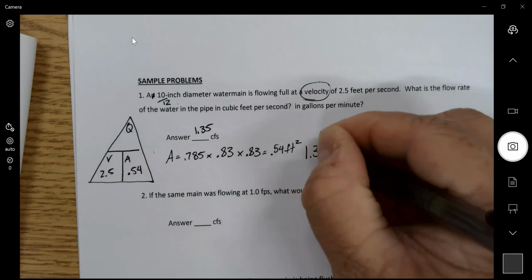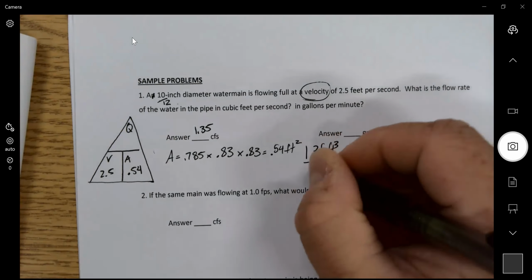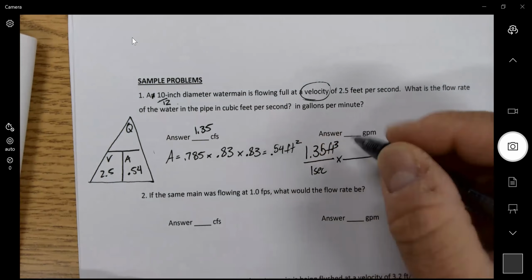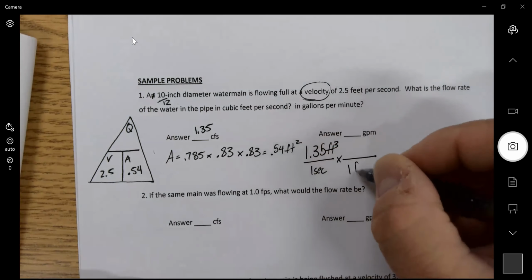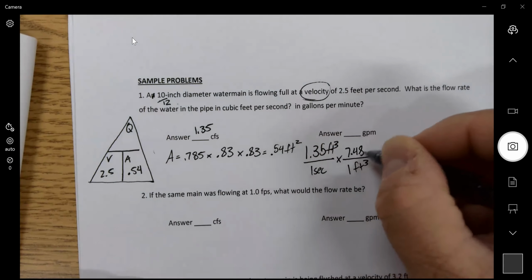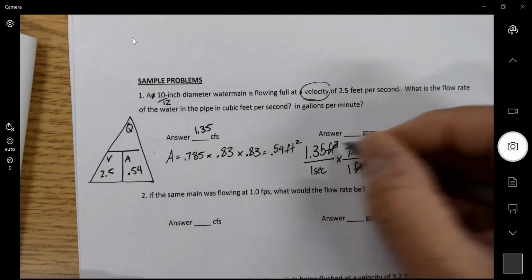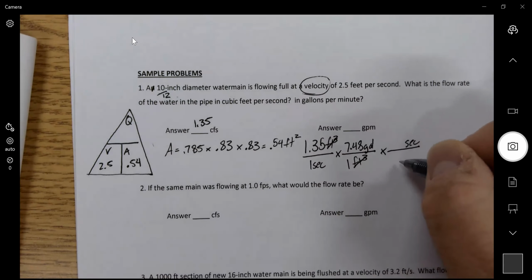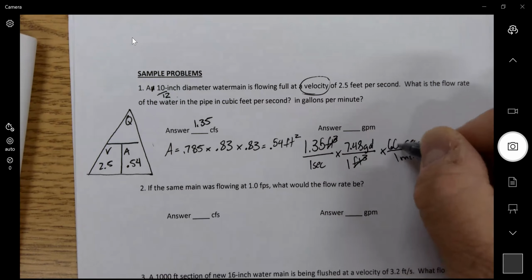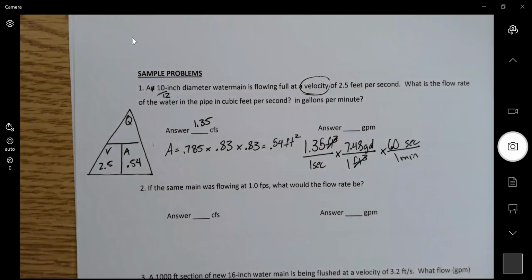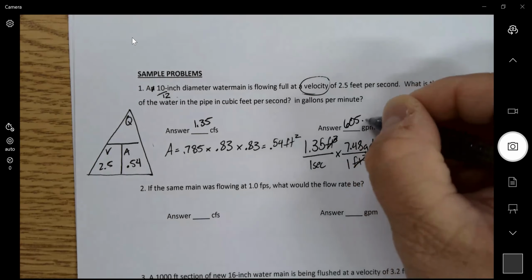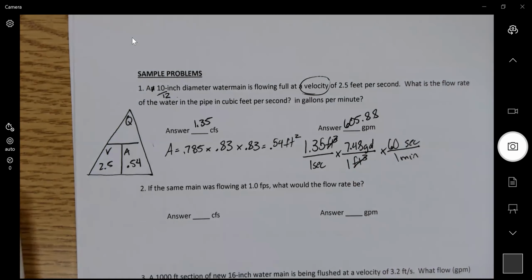Now it wants to know gallons per minute. So cubic feet per second to gallons per minute. That is a conversion, all right? So if 1 cubic foot equals 7.48 gallons, cubic feet are on top, so it has to be on the bottom to cancel. Gallons goes up there. If 1 second is on the bottom, where does it have to go to cancel? Well, here, I need to get it to minutes. So this would be 1 minute, 60 seconds. So when I do that, I get 605.88 gallons per minute.